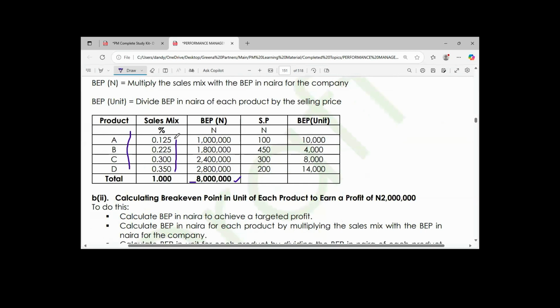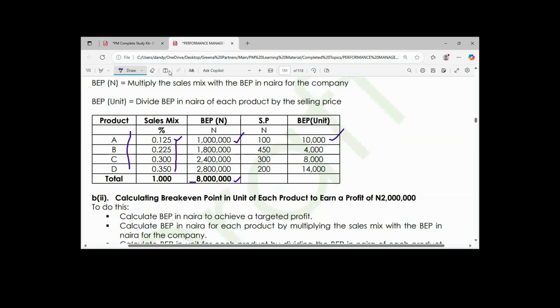You then say the sales mix of product A, which is 0.125, multiplied by 8 million will give you 1 million naira. 1 million divided by the selling price of product A will give you 10,000 units. That's what you are going to do.